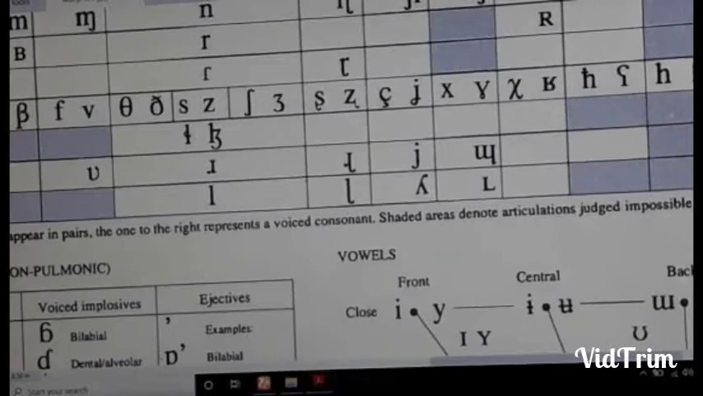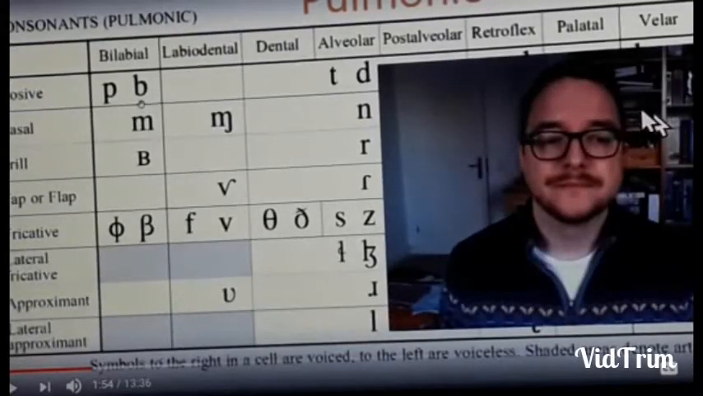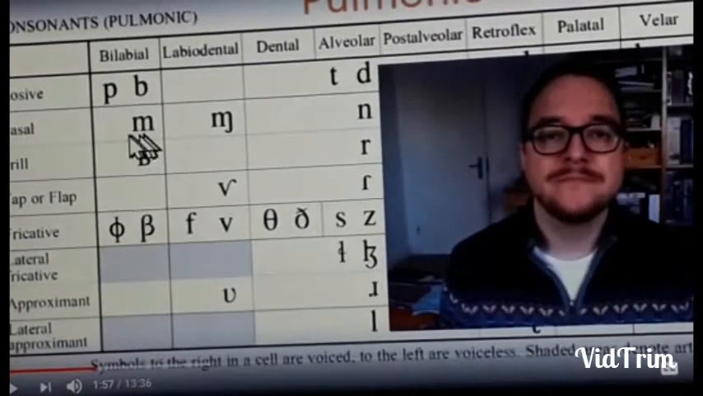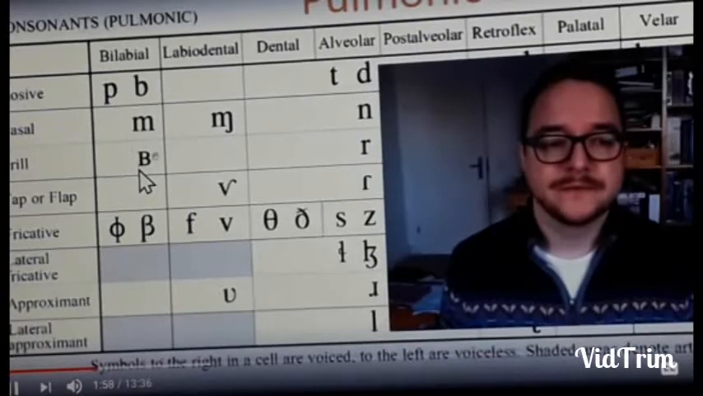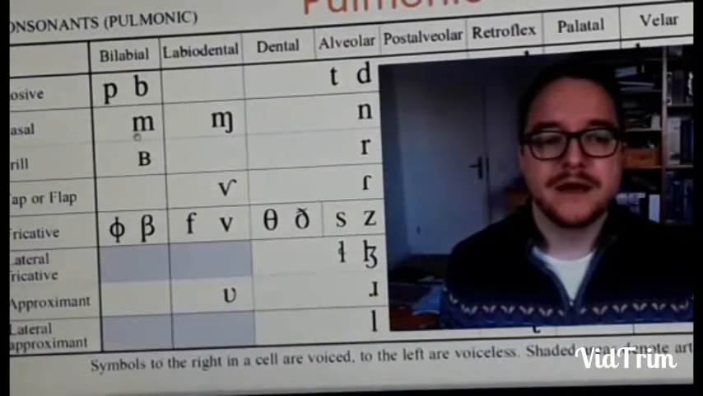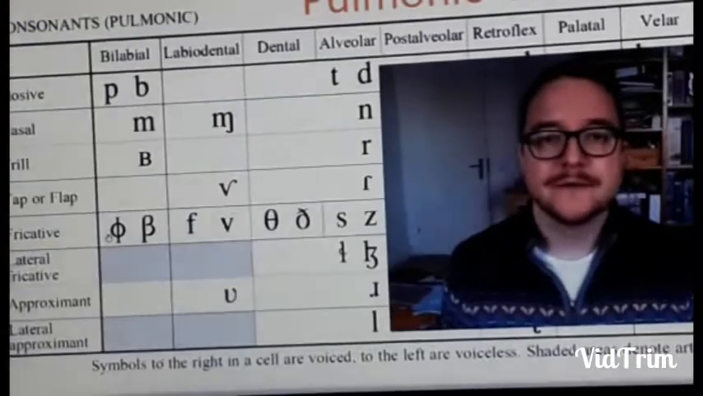In any given language, ba is voiced: ba, ba, abba. Bilabial plosive is unvoiced. Bilabial nasal: ma, amma. And then bilabial trill: bra, abra. Ra, abra, trill.